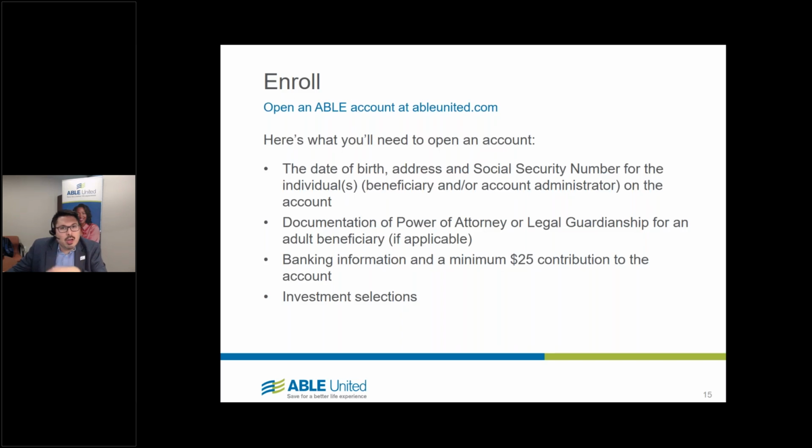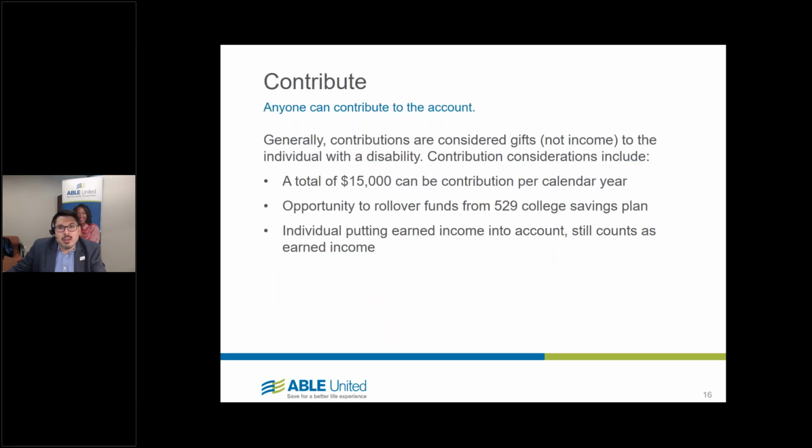So how does it work? It's all online, ableunited.com. You'll go on and enter some identifying information about the beneficiary. If you're doing this on behalf of somebody, we're also going to request some of your identification. If you're doing it on behalf of an adult, we're going to require proof of authority, whether it be a power of attorney or legal guardianship, submitted to us. Once you're in, you'll be able to link a bank account and contribute a minimum of $25 and select your various investment options.